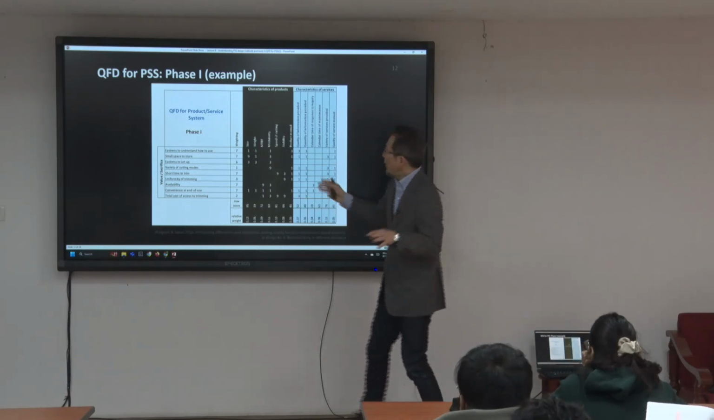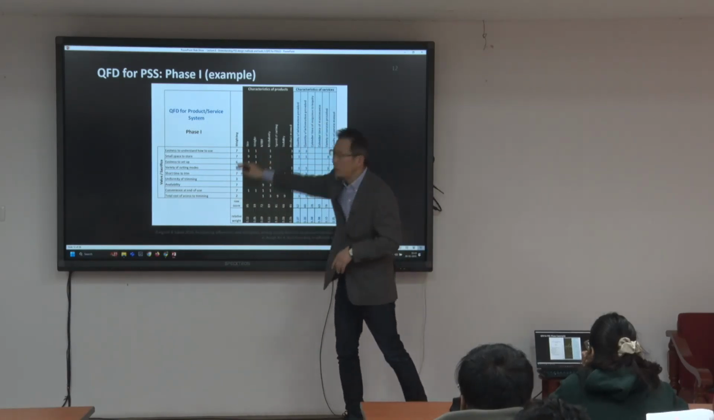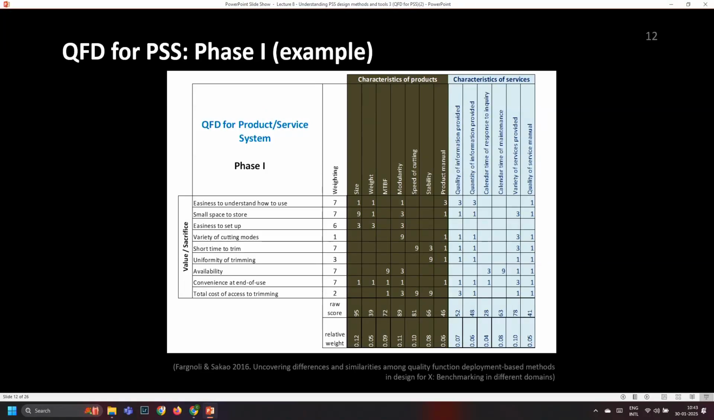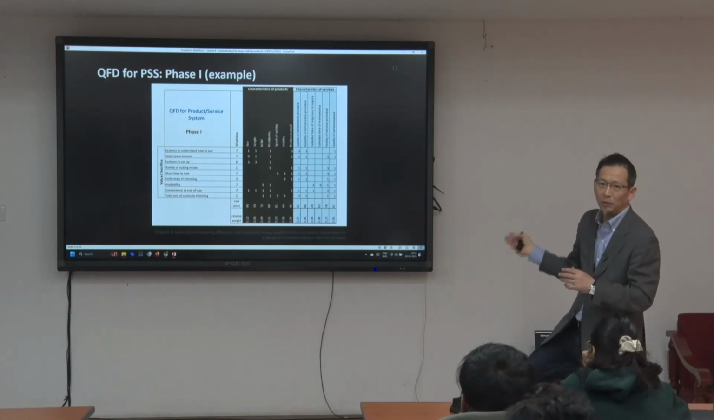Once again, be reminded that these are from the customer's point of view, and each of these shouldn't assume any solution. Going to the characteristics, product characteristics could be size of the trimmer, weight, mean time between failures, modularity of the product, speed of cutting, physical stability, and product manual. To be precise, that is the availability of the product manual.